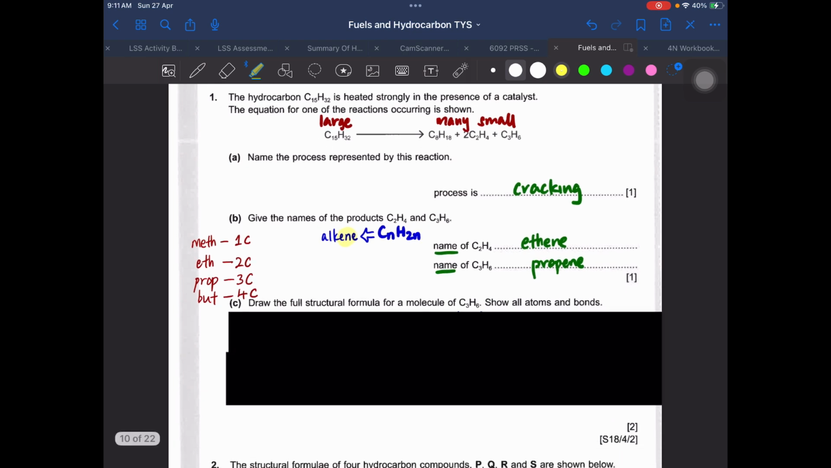Okay, now the next question, this is where we start to draw. Remember that in N level, they like to ask students to name, they like to ask students to draw the structures. If you look at this chemical here, it's C3H6, which is our alkene. So just a quick recap, if it's an alkene, we know that they must have what we call a C=C double bond. This is what makes them very, very unique.